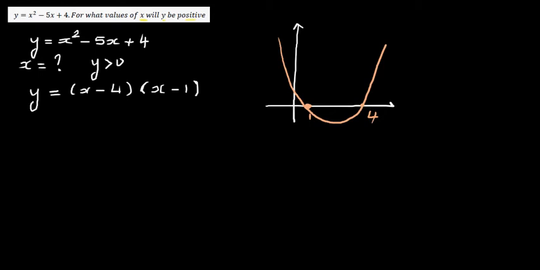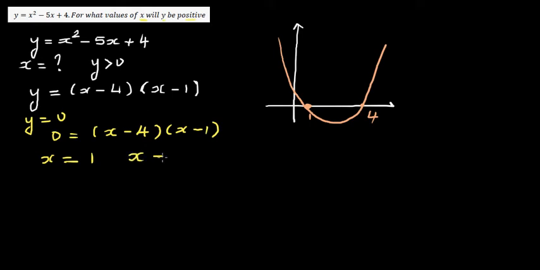Or in other words, to understand this, if you set y equal to 0, I can say 0 is equal to x minus 4 times x minus 1. So which value of x will make this equation 0? Well, x is equal to 1, or x is equal to 4. So for these two, the equation is going to be 0.